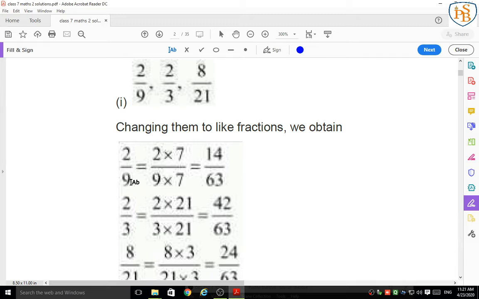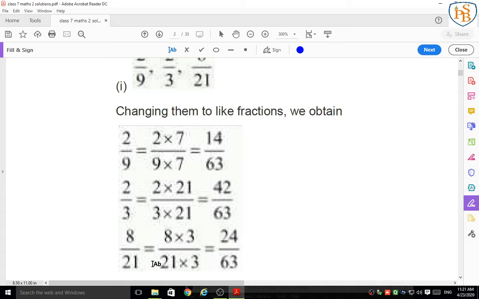Look, 2 upon 9 is equal to 2 into 7 upon 9 into 7, because 9 7s are 63. So we multiply the numerator and denominator by 7. So the first fraction is 14 upon 63. The second fraction is 2 upon 3. To get 63 in the denominator, we multiply this fraction by 21. So 21 2s are 42, 21 3s are 63. So the equivalent fraction of 2 upon 3 is 42 upon 63.